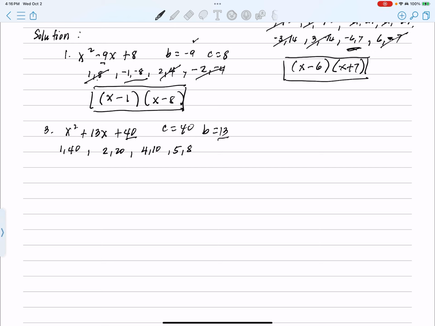So 1 plus 40, that's 41. 2 plus 20, that's 22. 4 plus 10, it's 14. 5 plus 8, that's 13. So our pair would be 5 and 8. So go directly, since these are all positive. So you have x plus 5 and x plus 8.